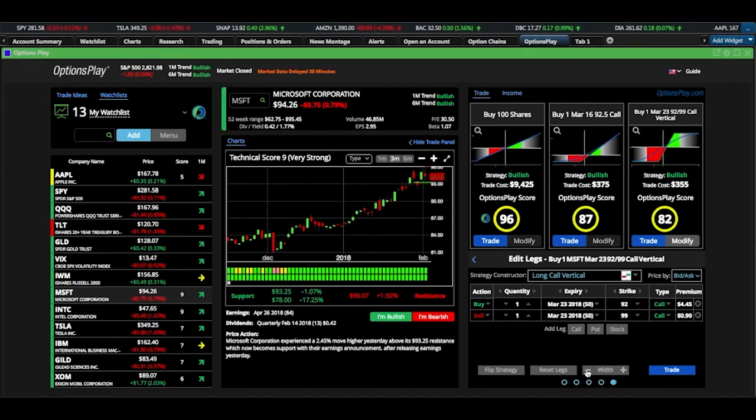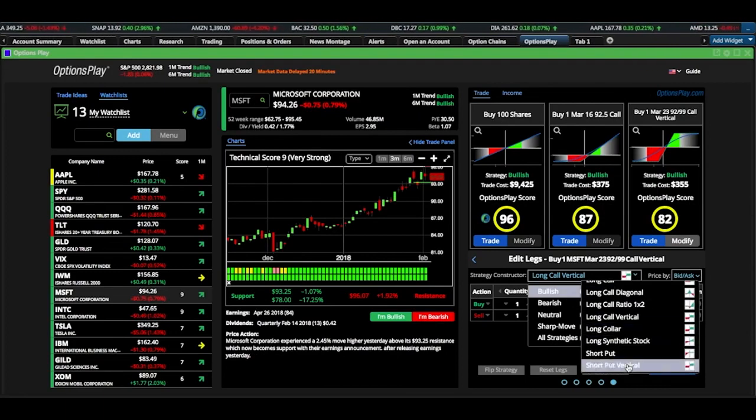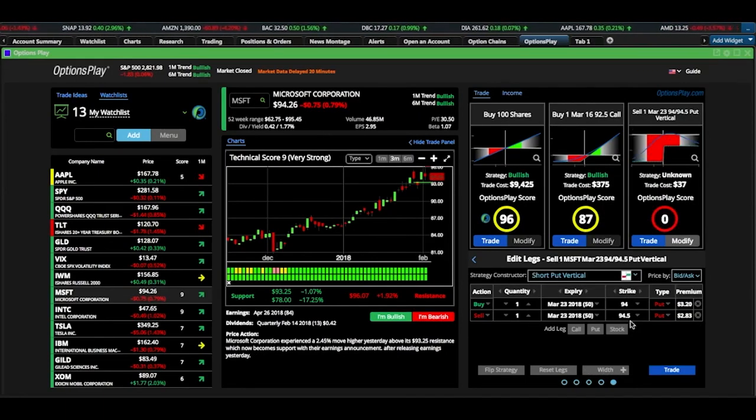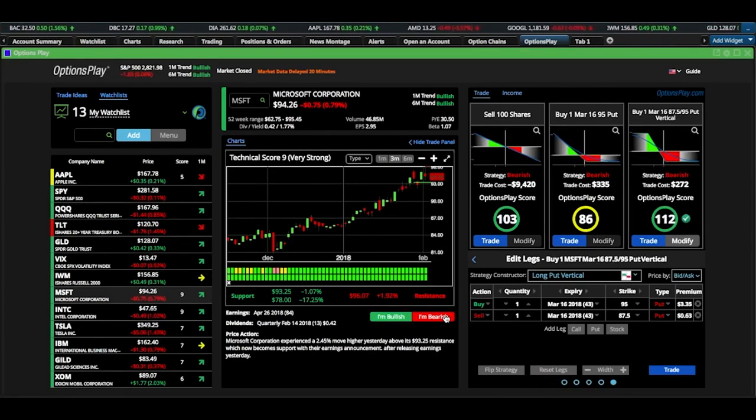And lastly, if you want to trade more advanced trading strategies, we've built a strategy constructor that allows you to construct any of the strategies that are available for trading, such as credit spreads, condors, butterflies, all types of different strategies that you can trade using OptionsPlay. Conversely, if you want to trade a bearish strategy on any given stock, you can click on the I'm Bearish strategy, and we'll present to you 3 bearish strategies to take advantage of a bearish move on any underlying stock.